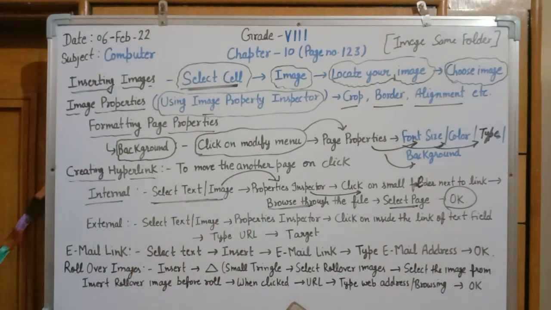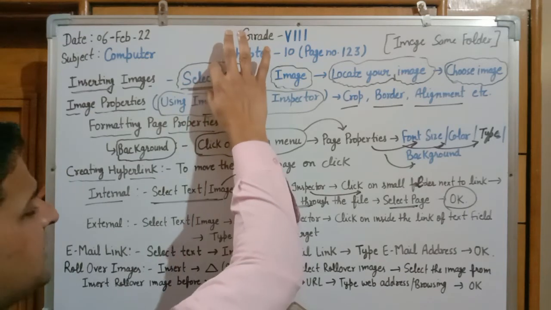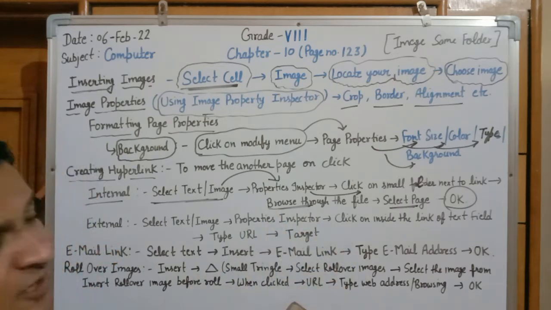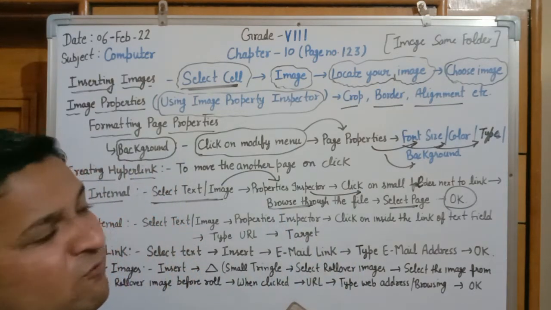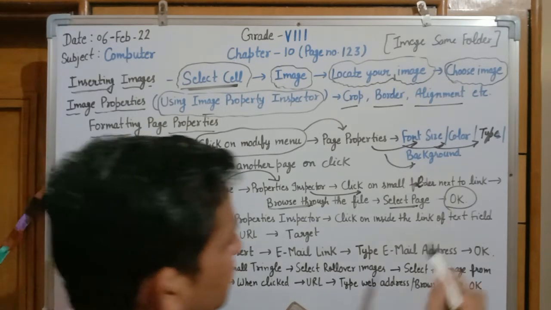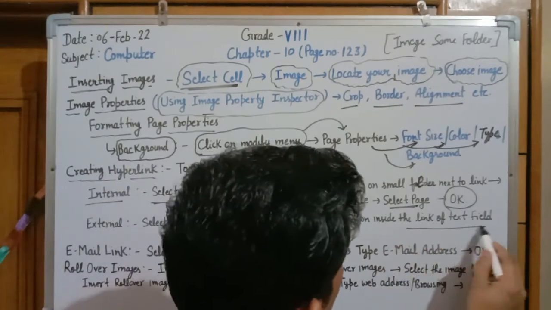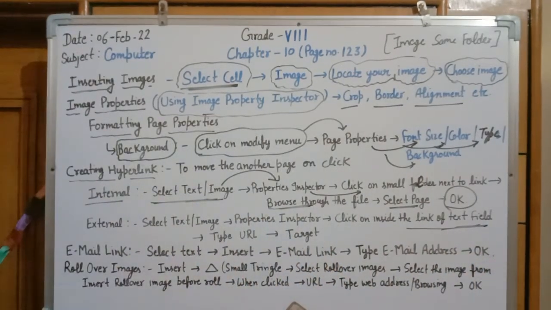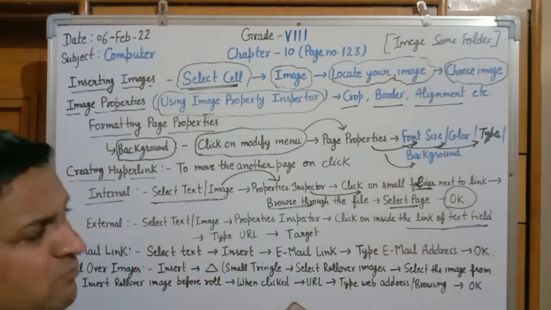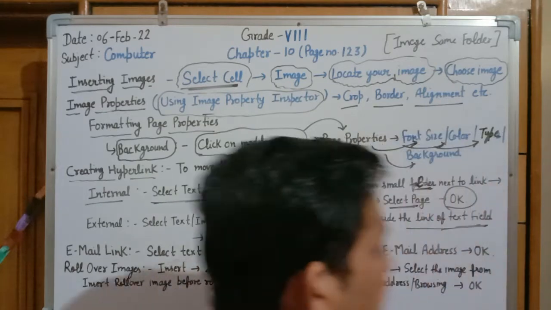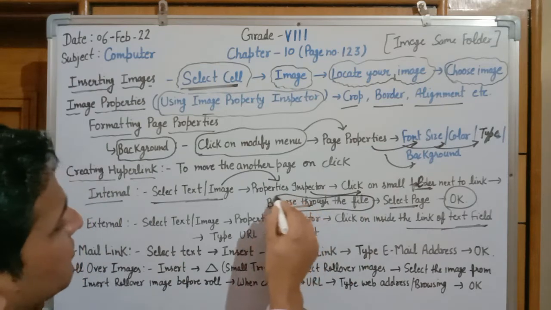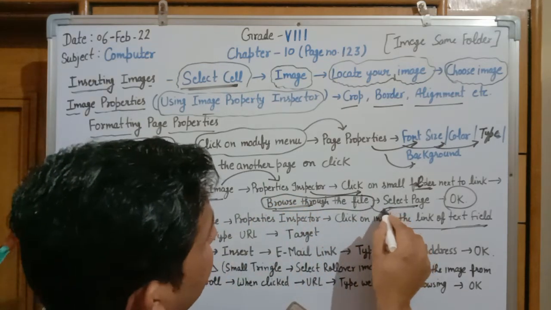I will repeat the steps. Select the text on which you are creating the link. Then go to the properties inspector option. To create the internal linking, you have to click inside the link text field. Afterward, you will have to select the file. You will click on the small folder option next to the link. Then you will find the file you have to open. So go to the browse option, select the file and press the OK button.